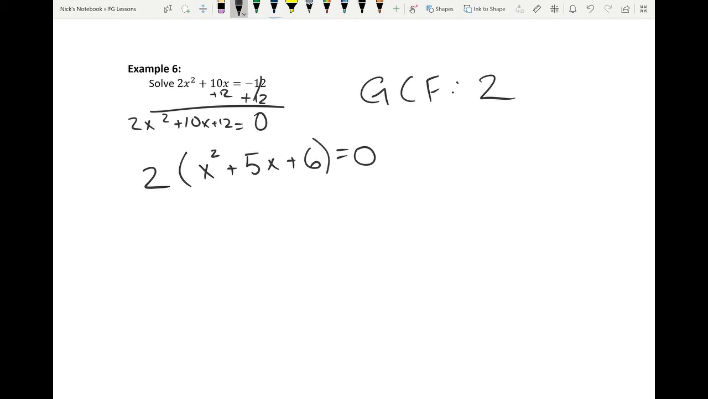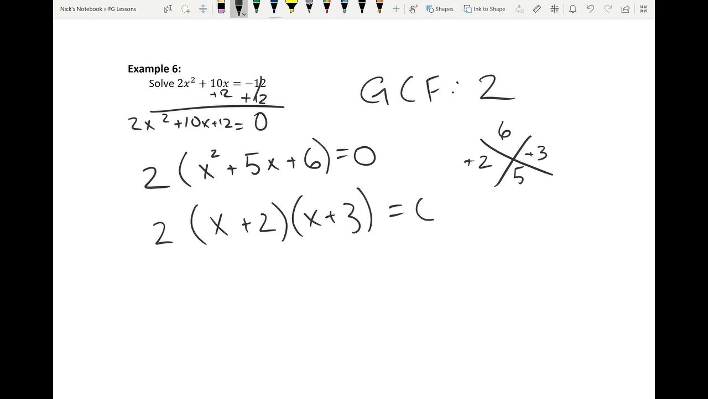Now we just have to factor whatever's in the parentheses, x squared plus 5x plus 6. We can just factor like normal, like number 3 or 4. We're going to multiply to get 6 and add to get 5. Pretty easy: positive 2 and positive 3. That tells us x plus 2 is one of our factors, and x plus 3 is another one of our factors. Set that equal to 0.